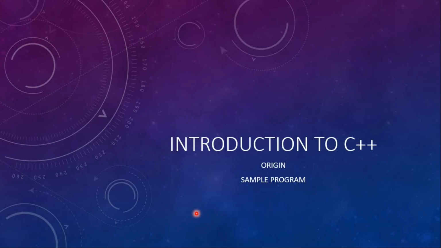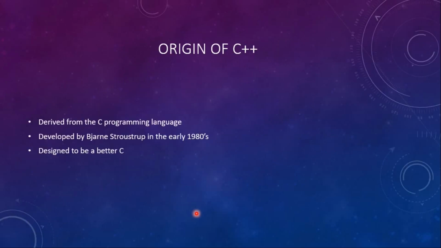Next, we are going to the introduction to C++, whereby we look at the origin and then a sample program. C++ is derived from the C programming language, as you may notice from the C, and it was developed by Bjarne Stroustrup in the early 1980s. It was designed to be a better C, as it offers more features than the C language.